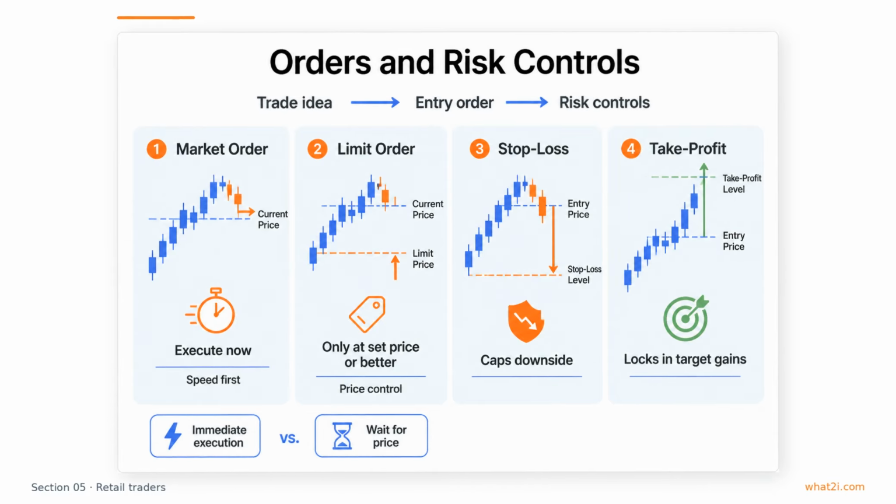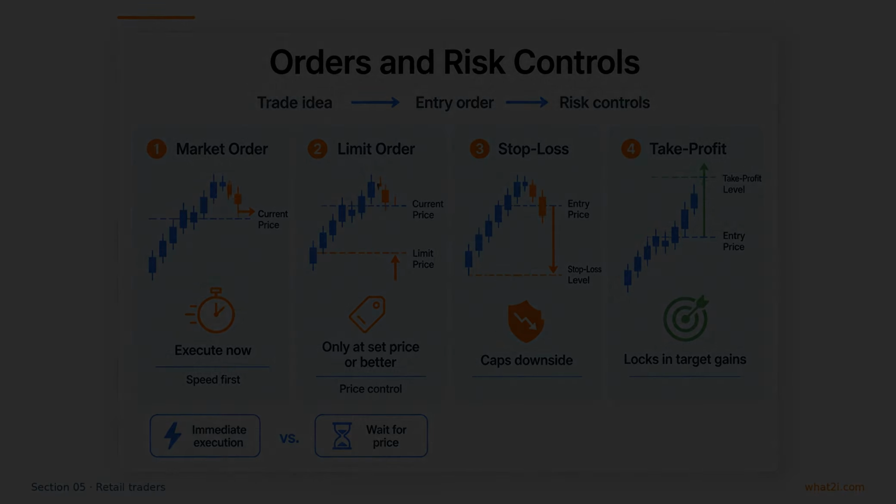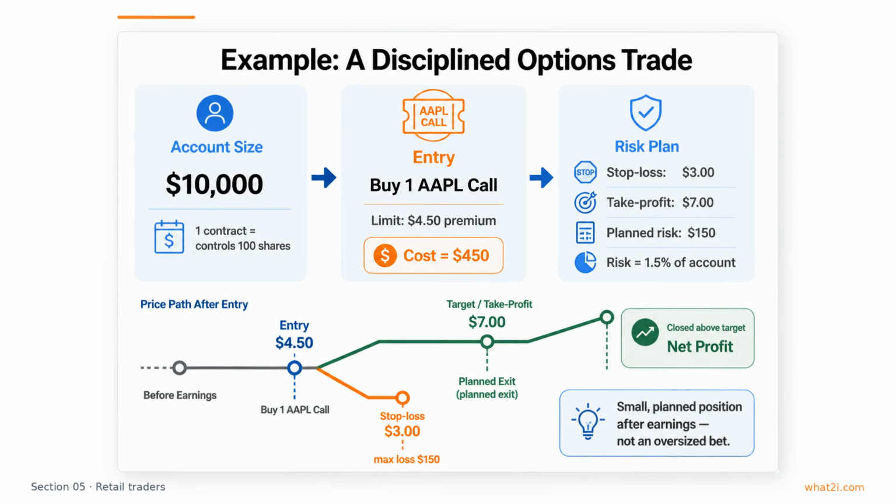Good execution begins before the trade is live. Maria's options trade is a good example of discipline in action. With a $10,000 account, she buys just one AAPL call after earnings rather than taking an oversized position. She enters with a limit order at a $450 premium. So the cost is $450 for one contract controlling 100 shares.